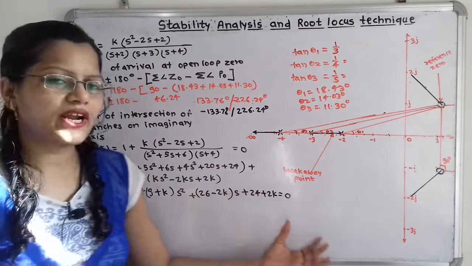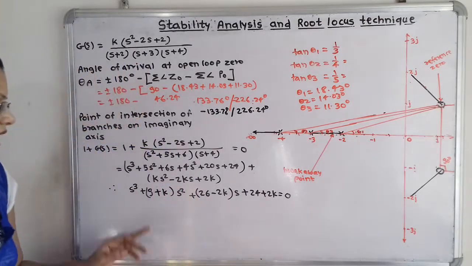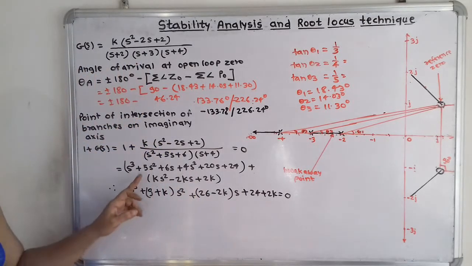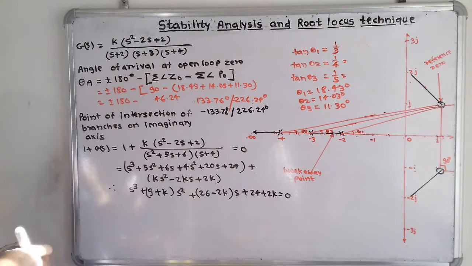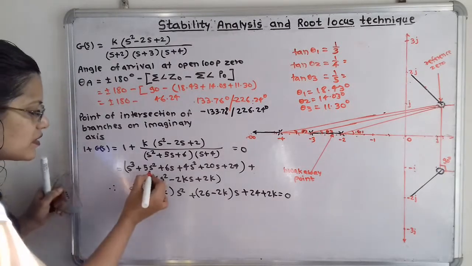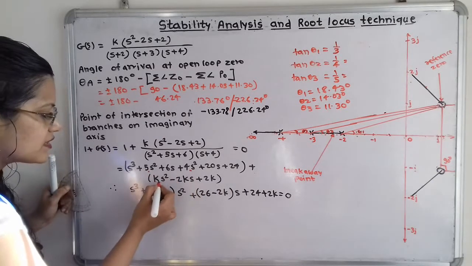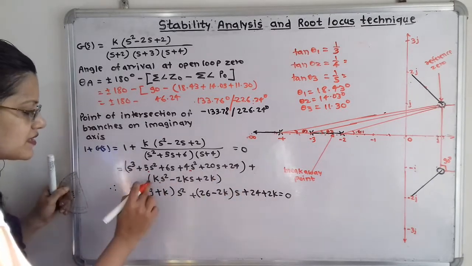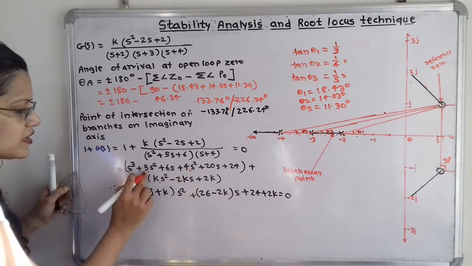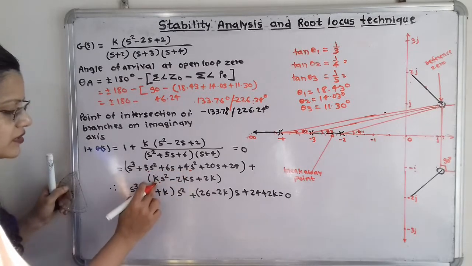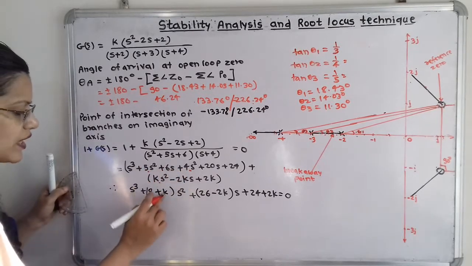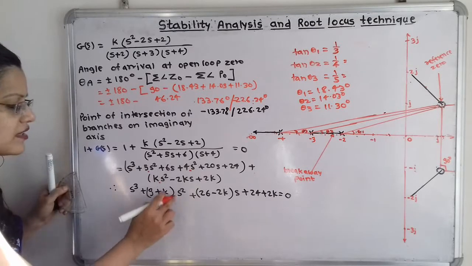Now we have to write the equation. For that I take s cube, then if I find the s square term, here it is 5s square plus 4s square and K s square. So here the plus sign is there, that is 5 plus 4 plus K, which is 9 plus K. So 9 plus K in the bracket, times s square.